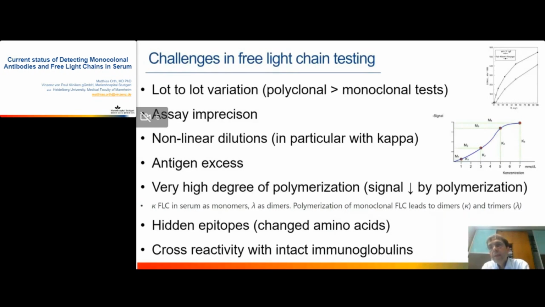The other issue arises with the lot-to-lot variation. In this light chain testing, we are using proteins. Most of the assays employ polyclonal proteins, and it is a challenge to keep the lots comparable. We are talking about a disease which progresses over many years, and even a small batch-to-batch variation can come up with huge differences over the years.